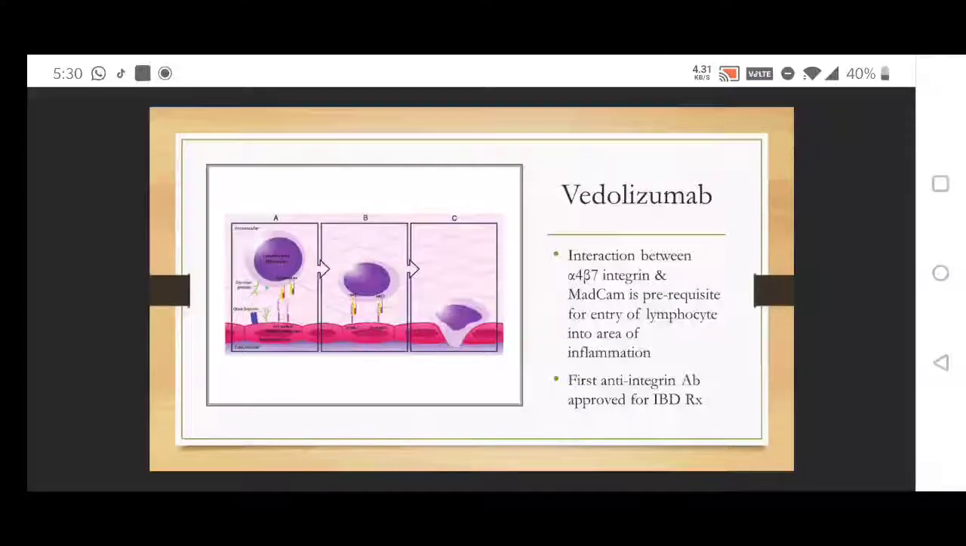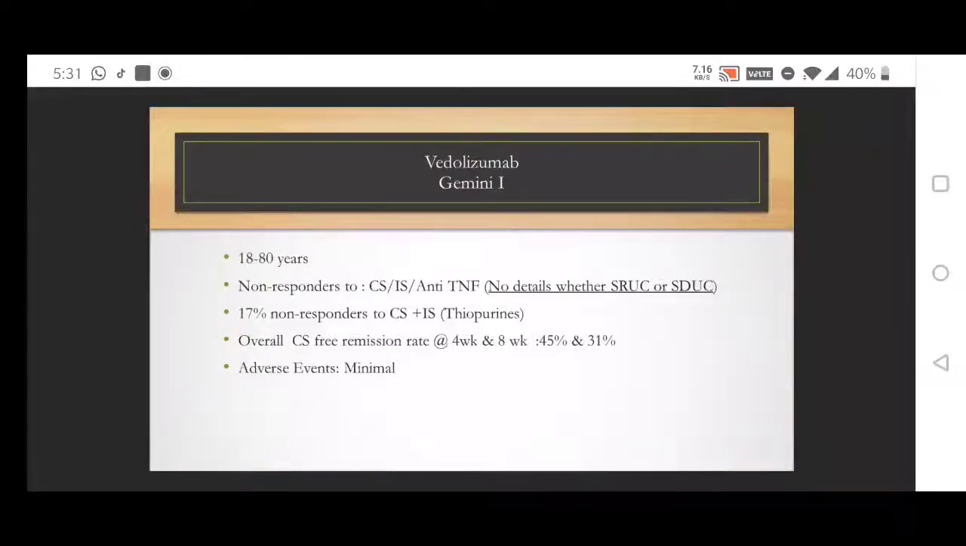In this slide, I've shown what I was just talking about in the previous slide. This is the artist's conception. This is the lymphocyte, which has these integrins, and this is the MADCAM on the endothelial aspect. So this binds, and it also tells you that the T lymphocytes and monocytes are very adept at yoga because they can twist their body and go through this. Vedolizumab in the West was the first anti-integrin antibody approved for IBD.